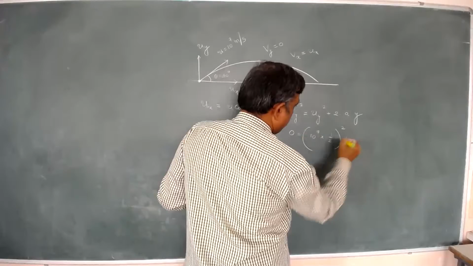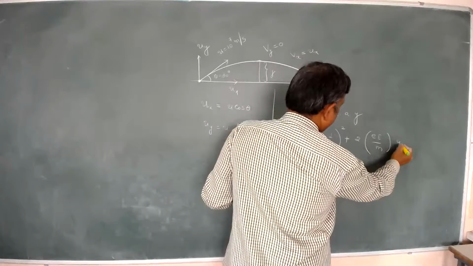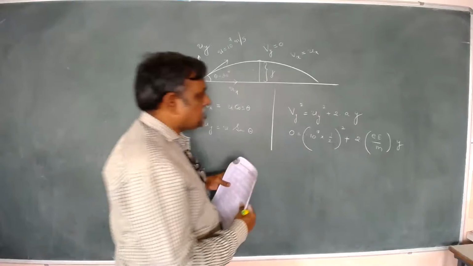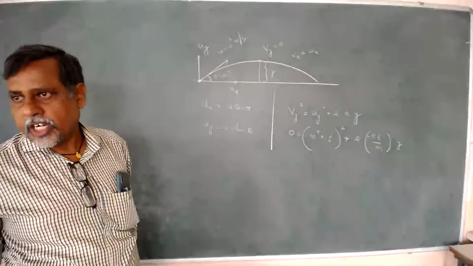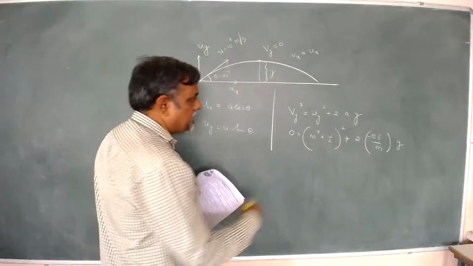Plus 2 into the acceleration. For the charged particle, the acceleration is E into capital E by m. Ultimately the particle is moving down, but the electric field is applied vertically upward, so both are in opposite directions. Therefore a minus sign has to be put here.